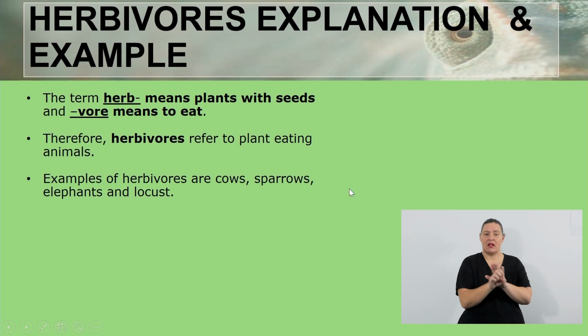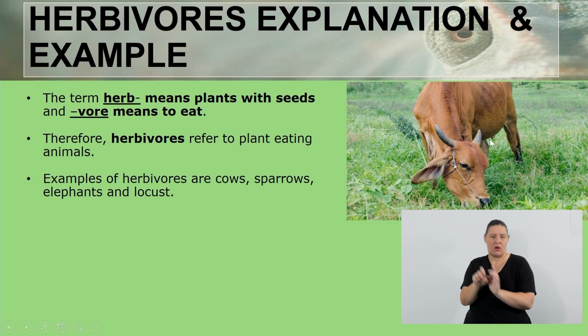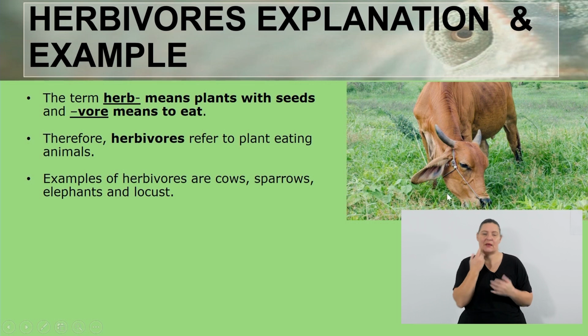Examples of herbivores are cows, sparrows, elephants, locusts, and more. So here is one example of a herbivore because it eats only grass. So that means the diet is limited to herbs or plants or grass.